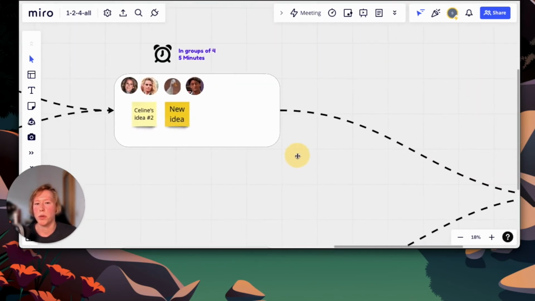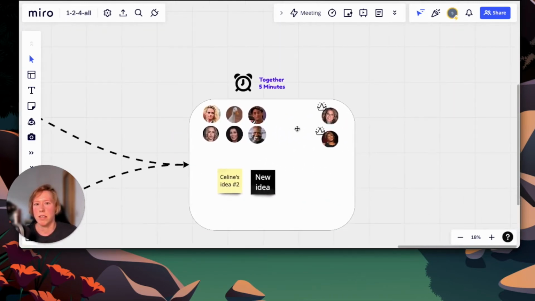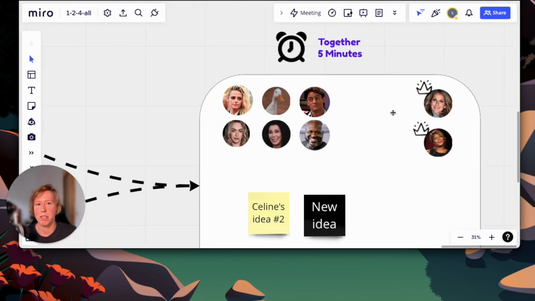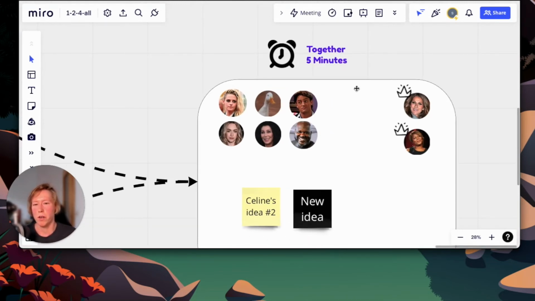And then we go into the all phase. So in the all phase, one thing is very crucial, so we don't end up with 8 people talking at the same time. So basically the thing that we wanted to prevent in the first place. I would tell the groups to name a spokesperson for each group. So it could look like this. As you can see, Celine and Queen Latifah have been elected spokesperson of their respective groups. They got little crowns. And these 2 do the talking, right?